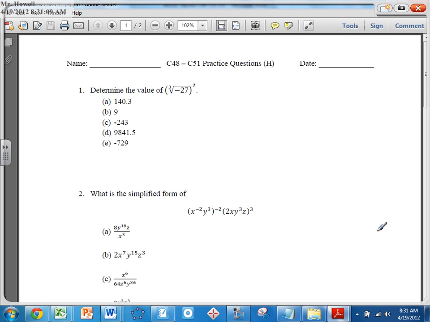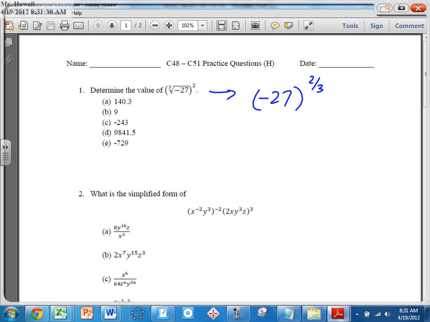So, first problem. We're given a problem that has a cube root and a power at the same time. All right, a cube root and a power at the same time. Now, one way to solve these problems, guys, always, is to convert into rational form. You could always do this.